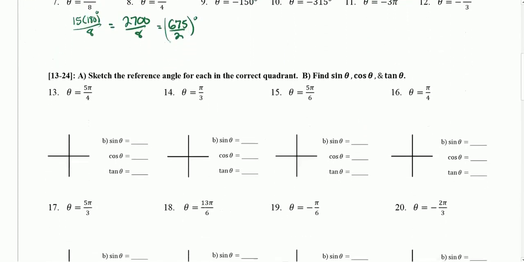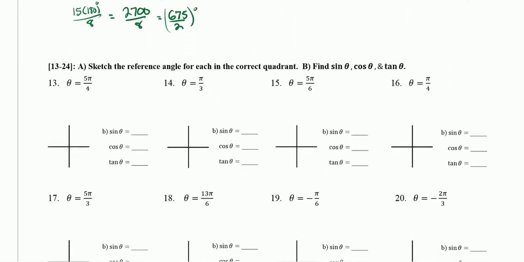Let's look at the next set of problems, 13 to 24. We're asked to sketch the reference angle for each in the correct quadrant, and then find the sine, cosine, and tangent of each angle. And so to do this, we're looking at 5 pi over 4. Here's 0 radians. We're moving counterclockwise around, and here's pi radians.